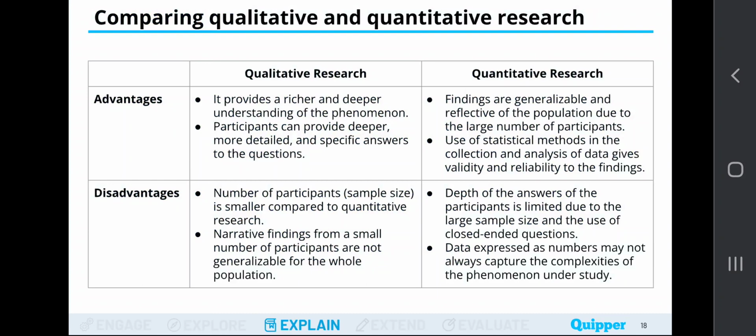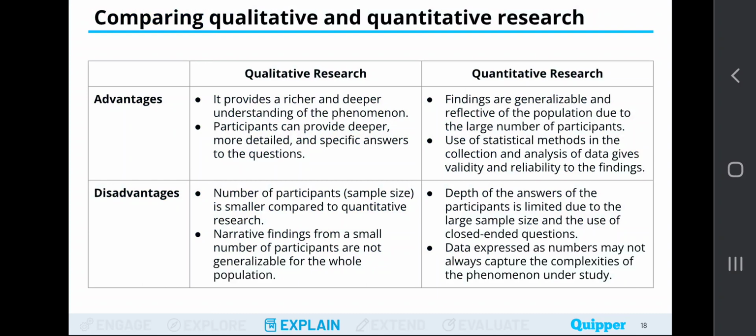Qualitative research provides narrative findings from a small number of participants that are not generalizable for the whole population. Meaning to say, if this small number of participants or sample size is describing or having these results, it may not be generalized to the entire or to the general or whole population. So kung sa 5, applicable na siya, posible na sa general population, dili applicable.